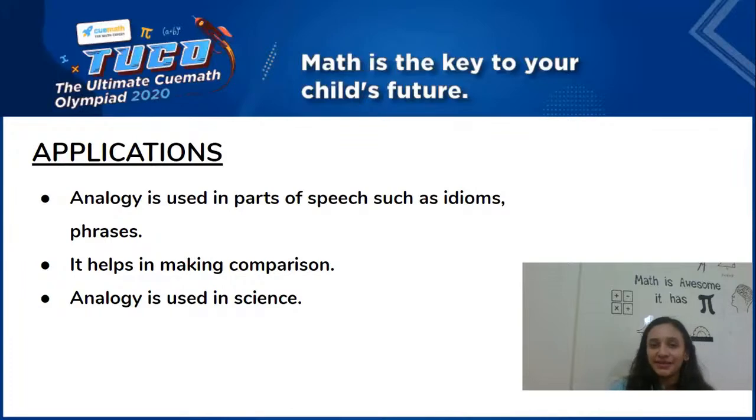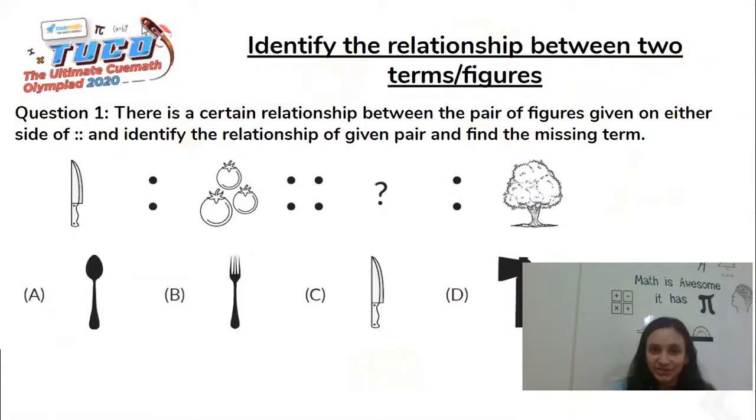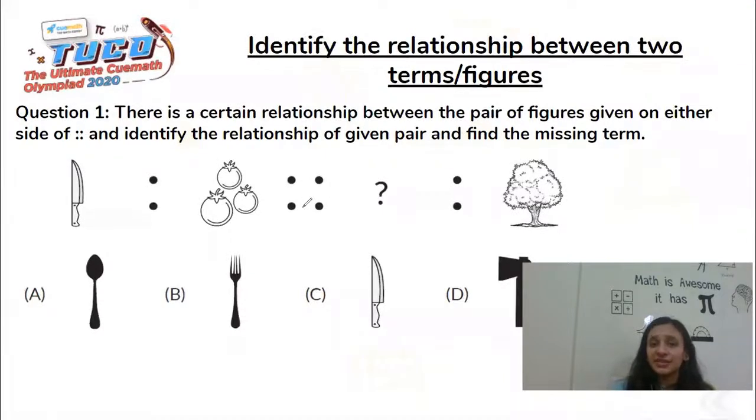So now that we have done the application part, here we come to our very first question of today's masterclass. It says here, there is a certain relationship between a pair of figures given on either side of the double colon. So there is one pair here on the left side and one pair on the right side. But on the right side, one of the objects is missing. So it says here that knife is related to tomatoes in a certain way. There is a certain relationship between knife and tomatoes.